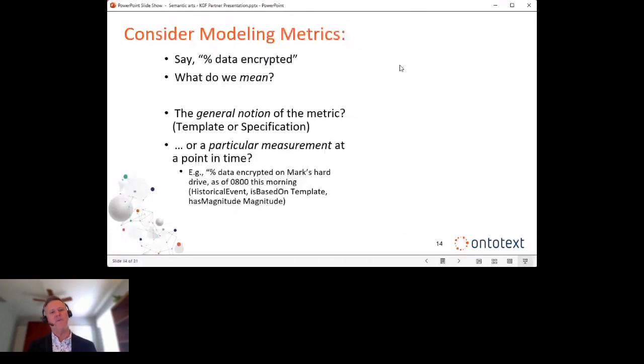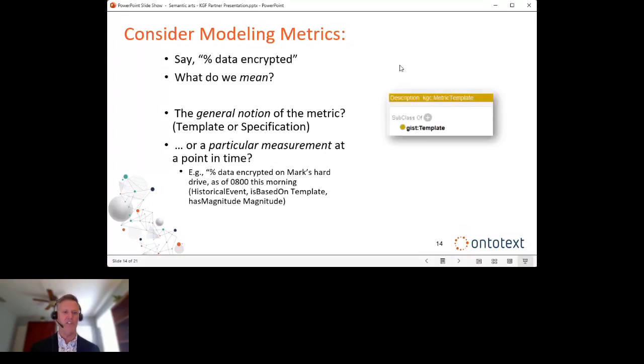Let's say now you had to model metrics. Someone's saying we want to start modeling metrics, or essentially, captured measurements on things in our graph, whatever your domain might be. Let's say you're in an information domain and you want to model percent of data encrypted. People want to talk about, of the systems that I have, how much data is encrypted on them. And again, it forces you to think about what you mean by that. Do you mean the general notion of the metric, which might be what GIST would call a template or a specification?